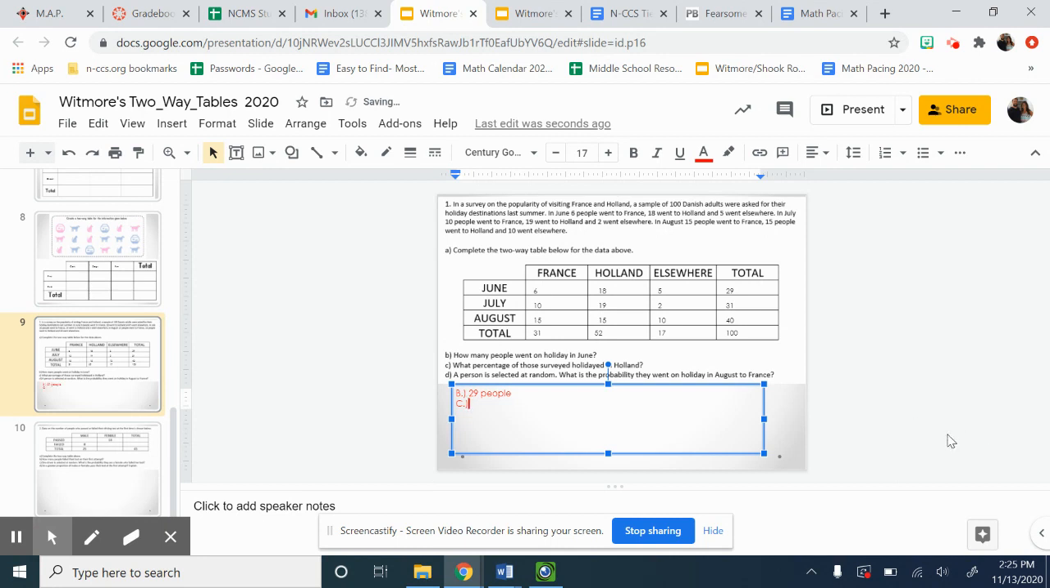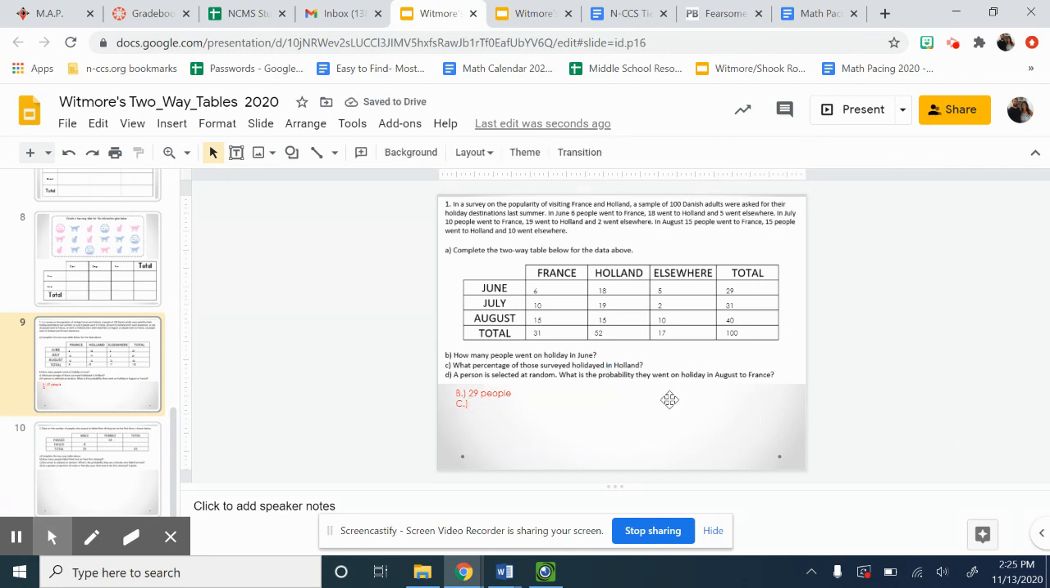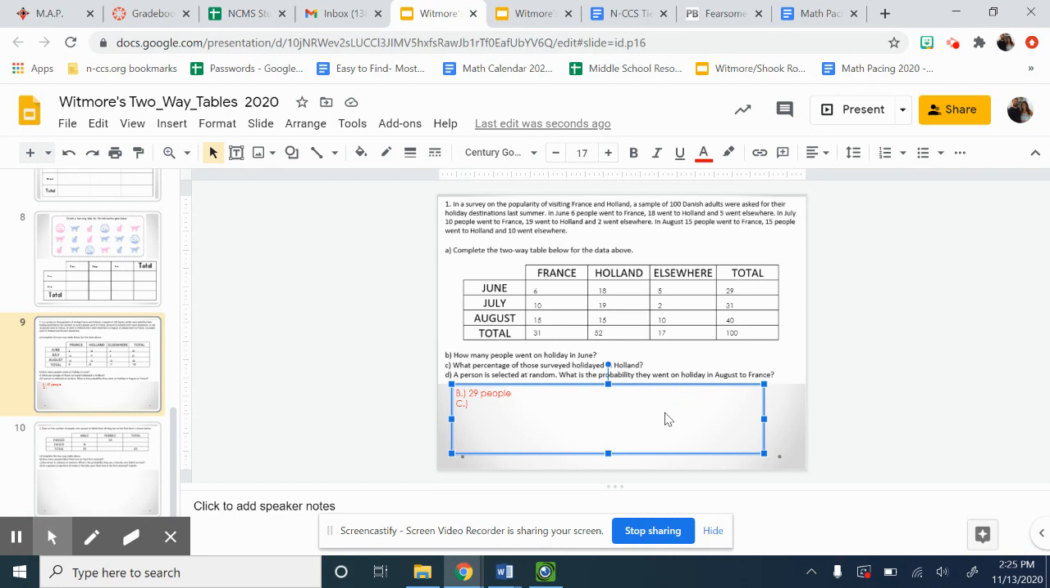C says, what percentage of those surveyed holidayed in Holland? Well, how many people holidayed in Holland is 52. 52 people went to Holland out of 100 total people. So to figure this out, we would say 52 divided by 100 would give you 0.52. 0.52 is 52%.